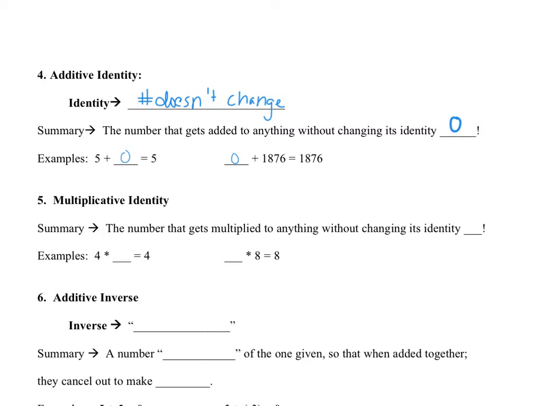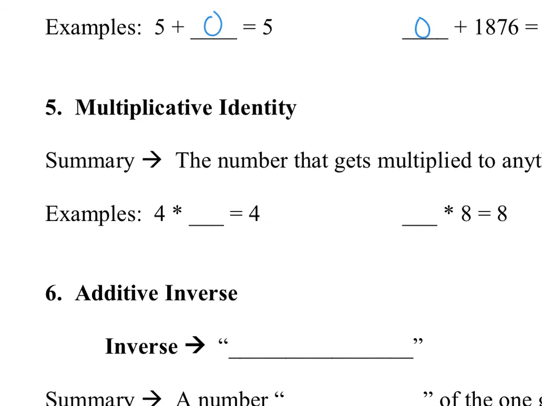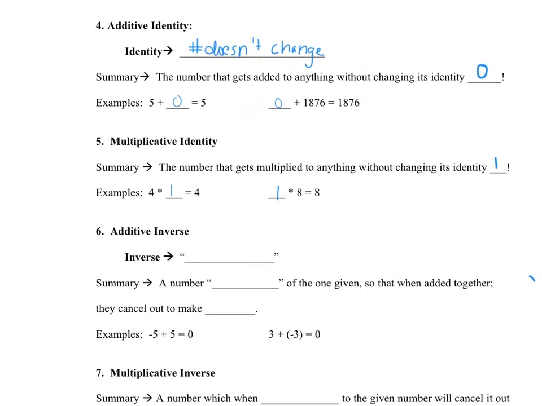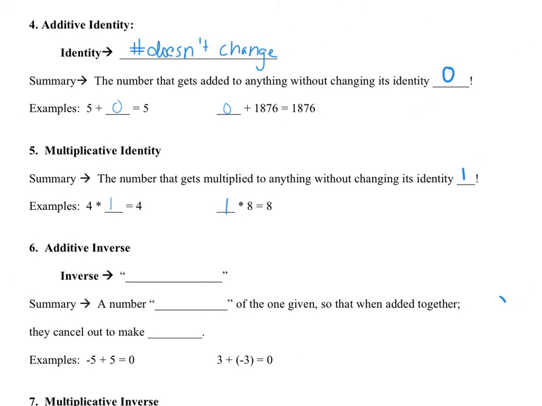The multiplicative identity is the exact same thing, but instead of adding by 0, we are multiplying by a 1. So the number that gets multiplied to anything without changing its identity is the number 1. So if I do 4 times 1, that'll be a 4. If I do 1 times 8, that'll be an 8. That's the multiplicative identity. The number that gets multiplied to anything without changing its identity is 1. These are some examples. So if I have, say, A times 1, like the letter A times 1, that would just be A.